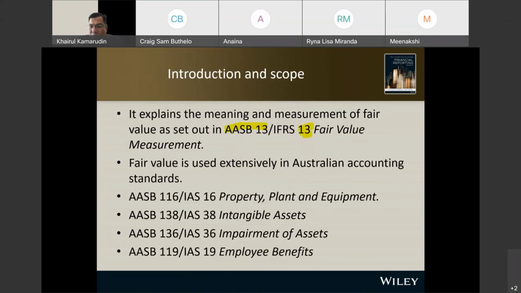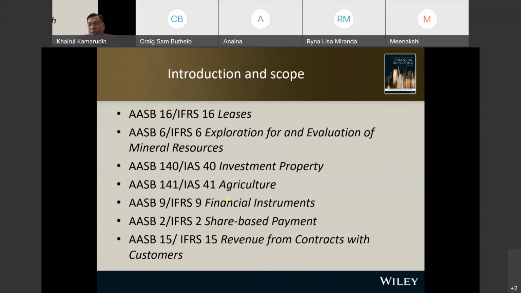The concept of fair value is important because it is widely used in other standards. We have, for example, PPE. We did PPE during our AK 200, the revaluations and so on. How are we going to measure that PPE? Intangible assets, for example research and development, impairment of assets, employee benefits. All these standards use fair value measurement. Leases.